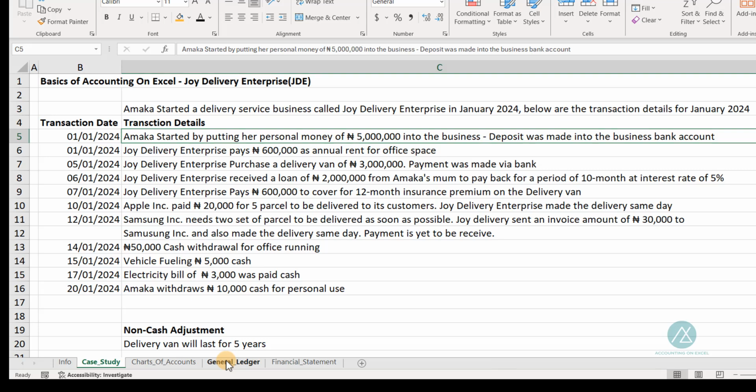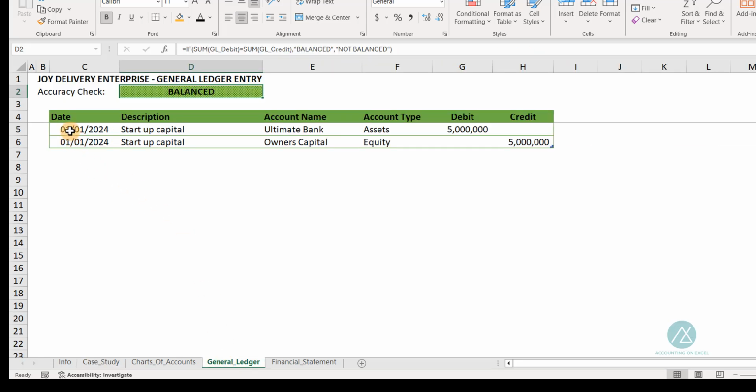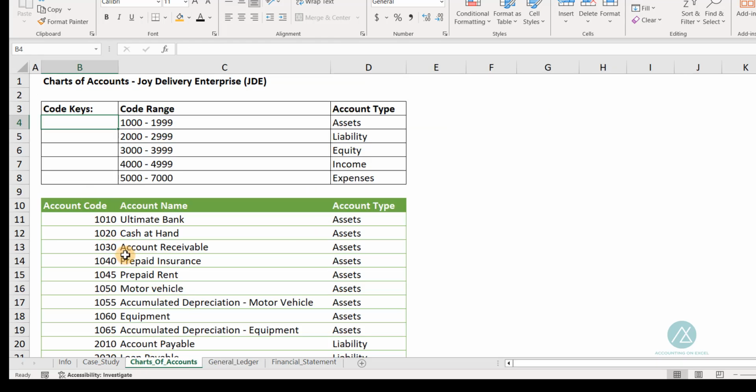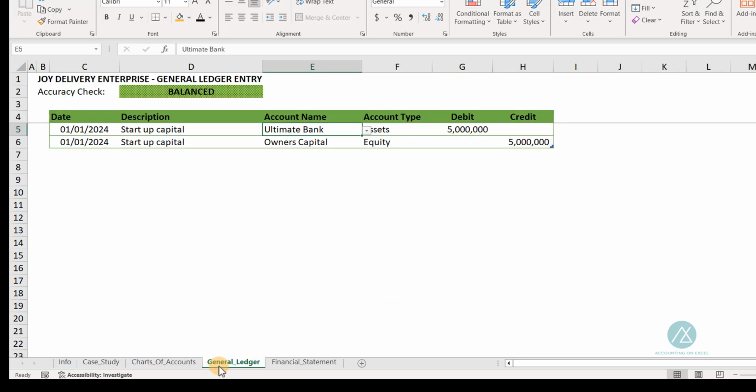So we go to our general ledger. You put the date, 1st of January, and the description, startup capital. And we now select the account. There's a drop down list here, and this drop down list was generated using the chart of accounts we created here. Right. So we have our drop down list.